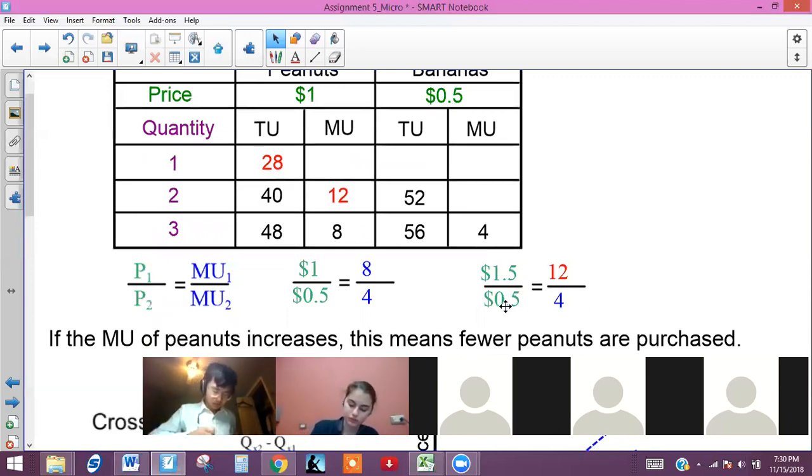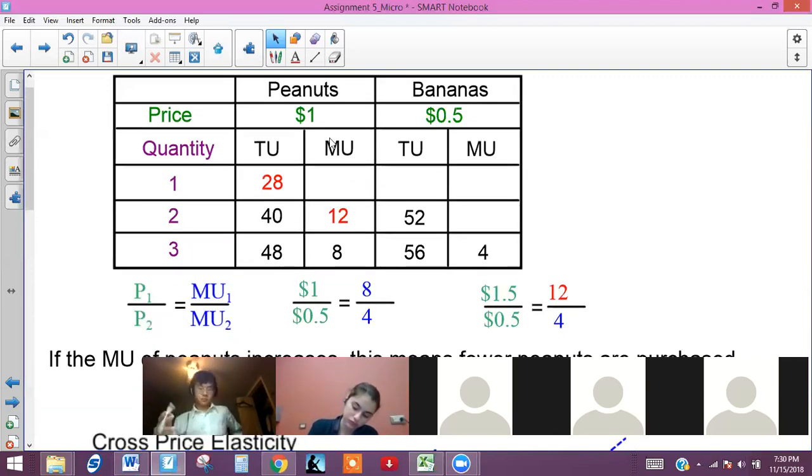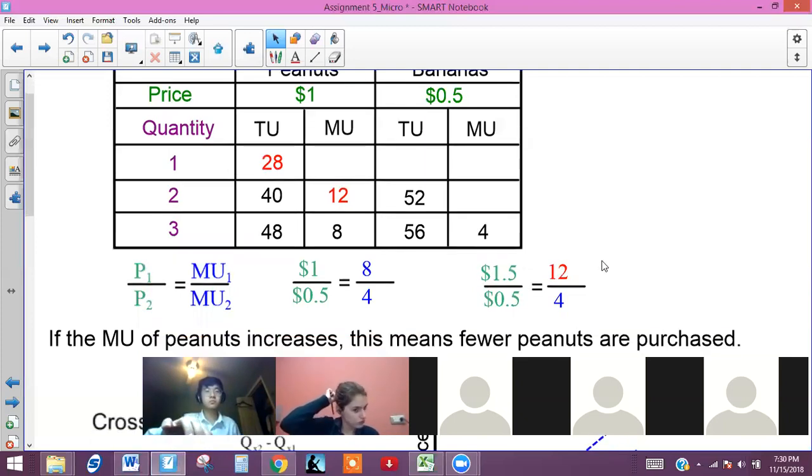So that tells me that if the price of peanuts goes up and bananas stays the same, in order for the ratio here to still be equal, the marginal utility of peanuts has to get higher. And because I just arbitrarily used $1.50, in order for the ratio to be equal, it's got to be 12, because 12 is 3 times 4, right? Now, I just put in some numbers just to show you that in order to get a higher marginal utility, you have to buy less of whatever it is.